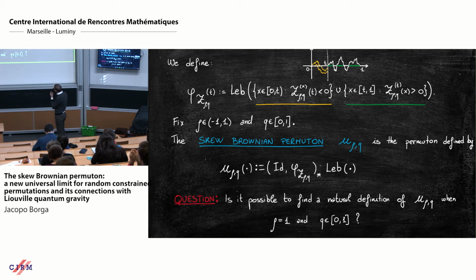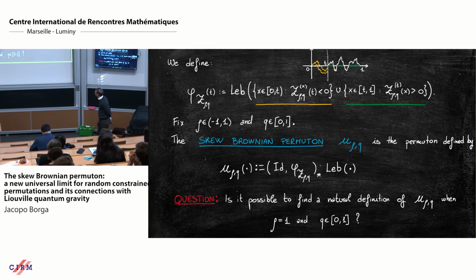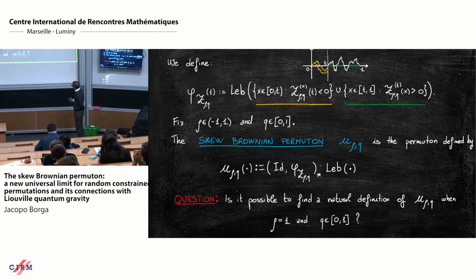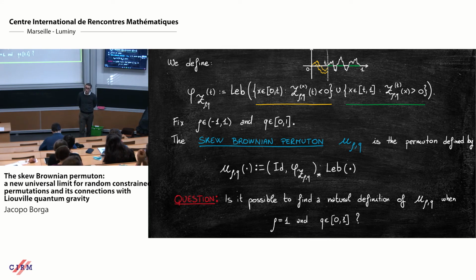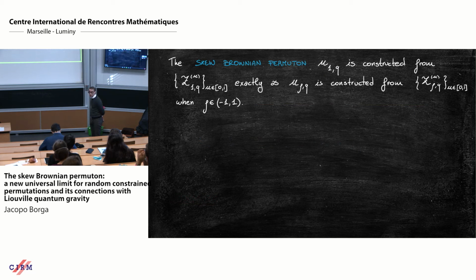Okay, so let me remind you that my existence and uniqueness result was working just for rho between -1 and 1, but 1 excluded. And the question was, can I do it also for rho equal to 1? And the answer is yes. You can do it exactly in the same way. The construction is exactly the same. There is a small issue.